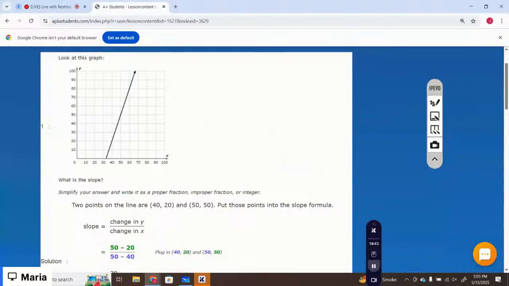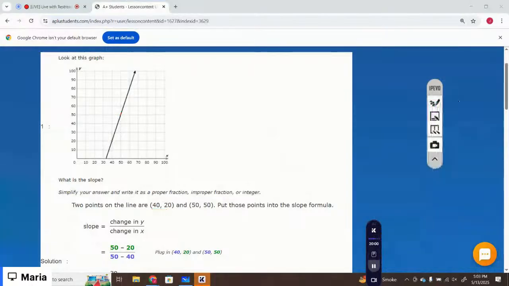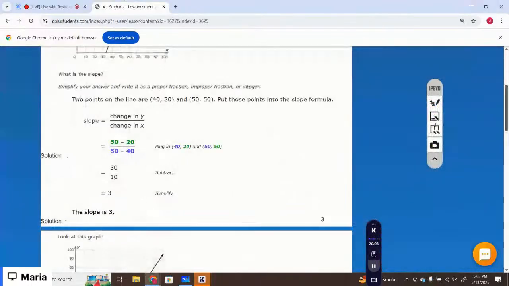The slope is change in y divided by change in x. So let's select any 2 points on the graph. For example, the first point is x is 40, y is 20. Here is the first point. Then x is 50, y is 50. Here is another, right? Use these 2 points and find the slope. The slope is change in y divided by change in x. You need to calculate the change in y. So the first coordinate is x1, y1. The second one is x2, y2. So y2 minus y1 divided by x2 minus x1, that is 30 over 10. So the slope is 3.